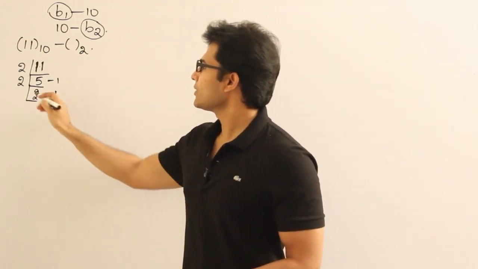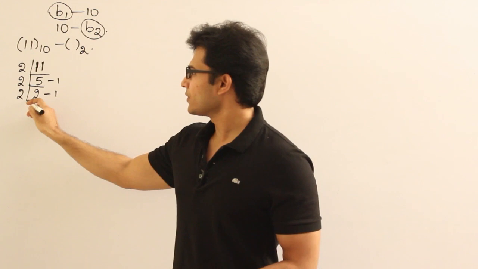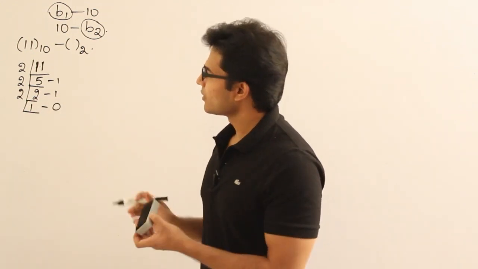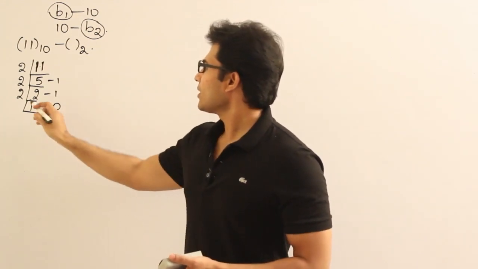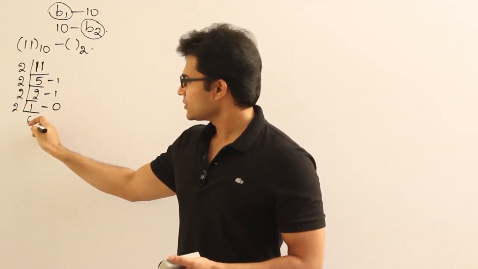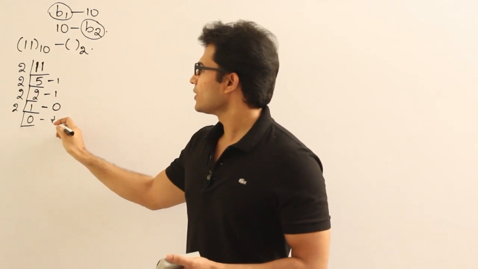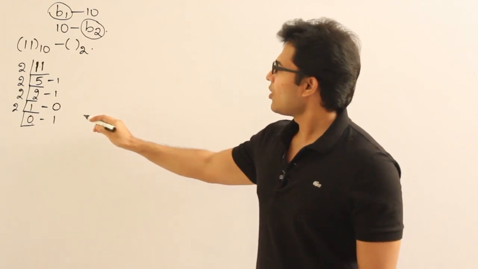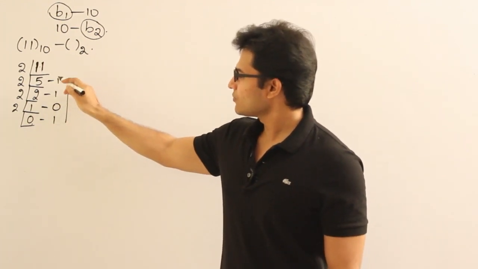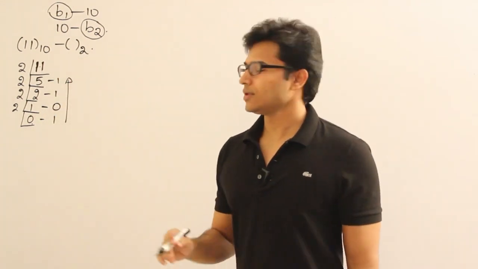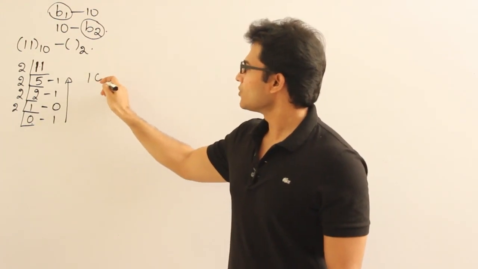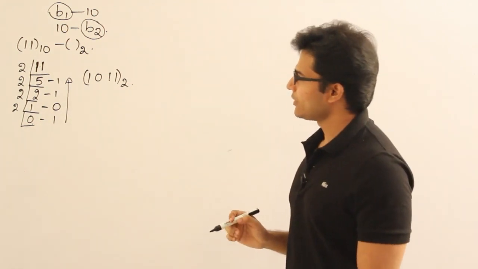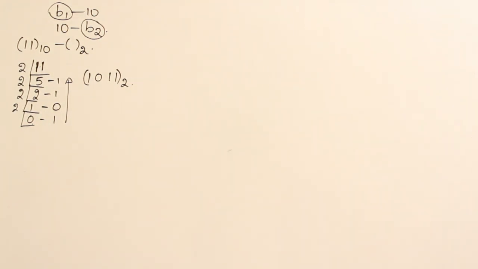Again I divide by 2. What is the quotient? 1. And what is the remainder? Remainder is 0. Okay. And again I divide by 2. What is the quotient? 0. And what is the remainder? 1. So whenever you get a quotient of 0, you stop there. And now you take all the remainders and arrange them from bottom to top. So what do you get? 1 0 1 1. So 1 0 1 1 is the representation of 11 in base 2.